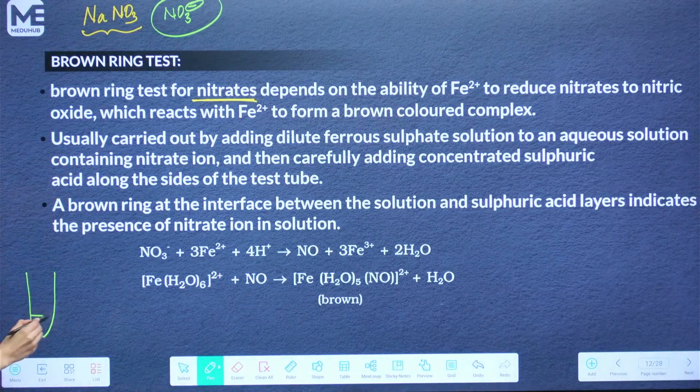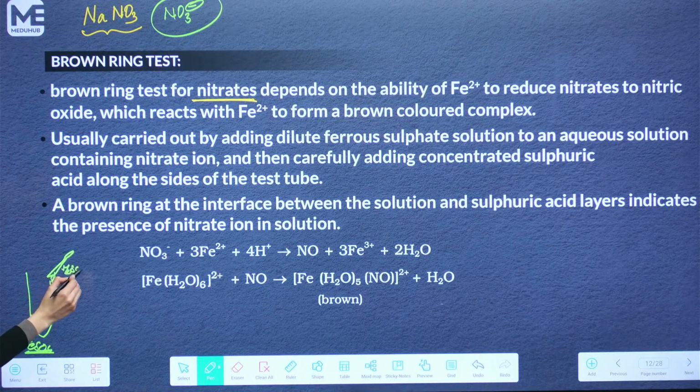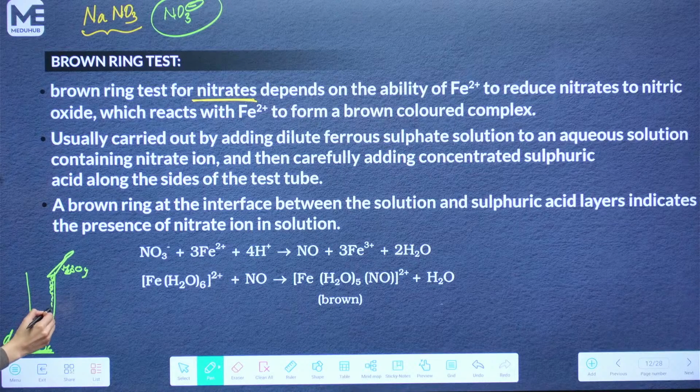सो इस टेस्ट में क्या करते हैं, इफ वी हैव एन एक्वस सॉल्यूशन ऑफ द गिवन नाइट्रेट, उसके अंदर हम डाइल्यूट FeSO4 फेरस सल्फेट सोल्यूशन डालते हैं, एक्वस डाइल्यूट फेरस सल्फेट. सो यहाँ पे हमारा नाइट्रेट का सोल्यूशन है टेस्ट ट्यूब में और हमारा फेरस सल्फेट का सोल्यूशन है. अब हम एक ड्रॉपर में कॉन्सेंट्रेटेड H2SO4 लेके ड्रॉप वाइज साइड से डालते हैं और यहाँ पे H2SO4 की लेयर हो जाती है.